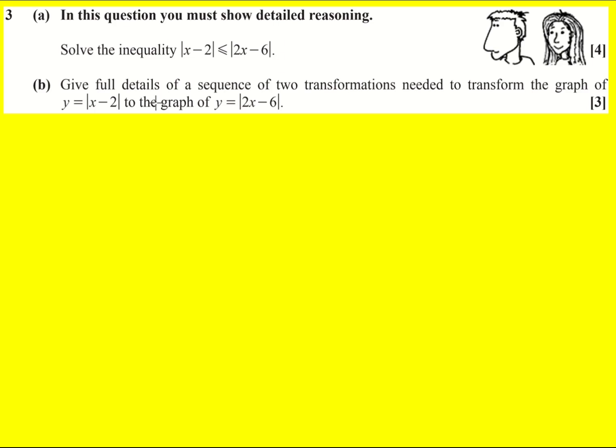We're asked to solve this inequality. Now I'm going to start by sketching the function on the left and the function on the right. So the critical point for the function on the left is going to be 2. It's when the modulus kind of kicks in, does its work.